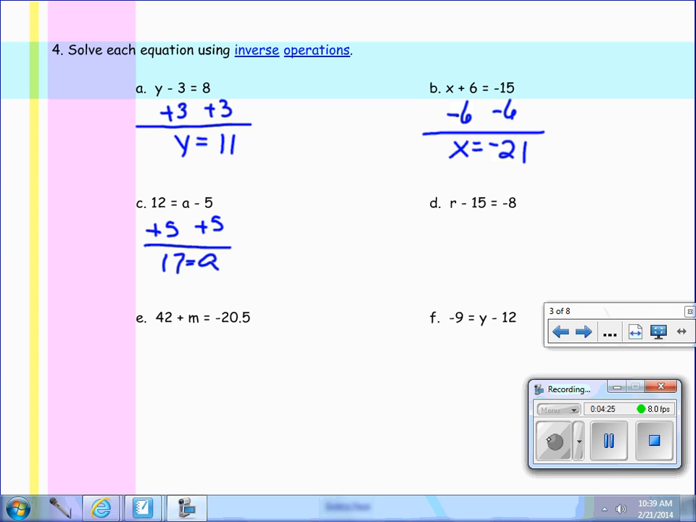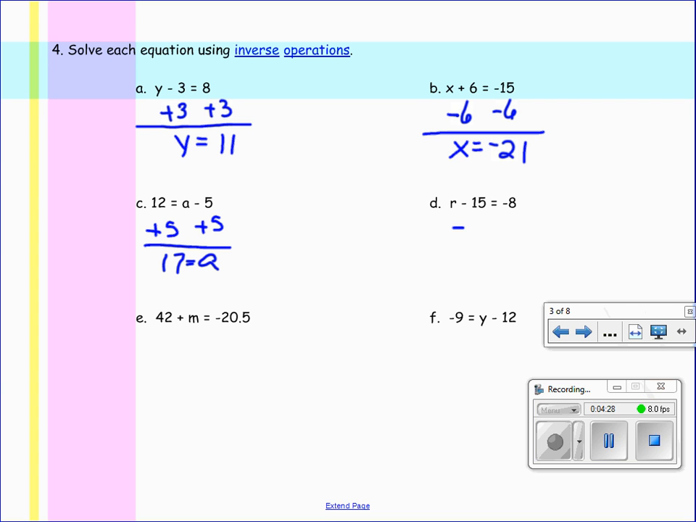In D, inverse operation, I'm going to add 15 to this side of the equal sign. I'm going to add 15 to this side of the equal sign. All I have left is r is equal to negative 8 plus 15, which is going to be 7. If you get confused, you can write it out to the side, negative 8 plus 15, 7.